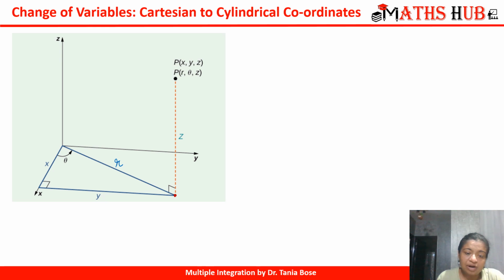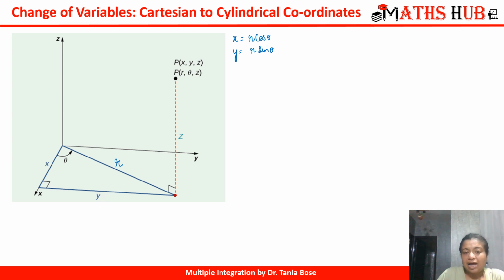So this distance is r. Now we will draw perpendiculars on the x-axis and the y-axis. This distance becomes x and this distance becomes y, right? According to simple trigonometry, if I take this right angle triangle, I can quickly calculate the value of x as r cos theta and y as r sin theta, right? So z will remain the same, the height of this, right?